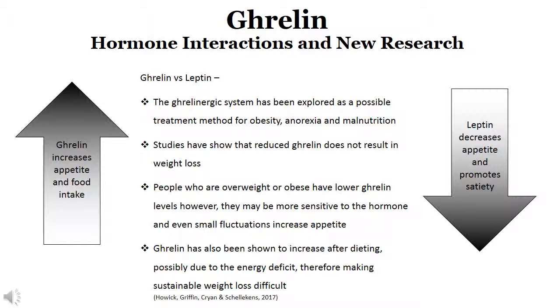Unexpectedly, people who are overweight or obese actually have lower levels of ghrelin compared to leptin. However, it's been hypothesized that they may be more sensitive to the hormone, and even small fluctuations will cause an increase in appetite. Ghrelin levels also seem to increase after dieting, making sustainable weight loss difficult.